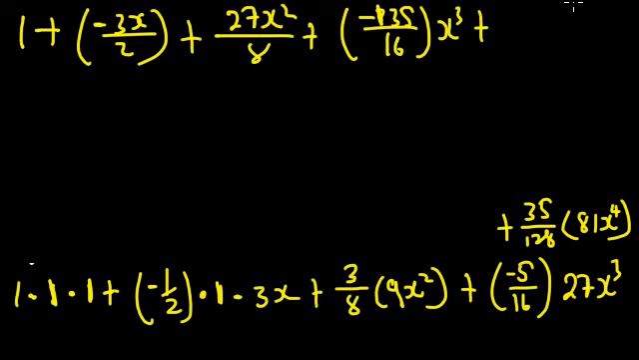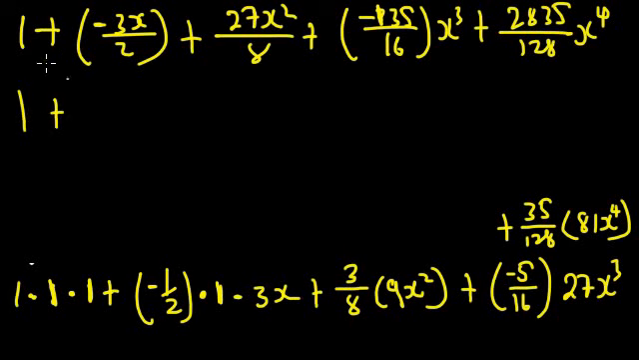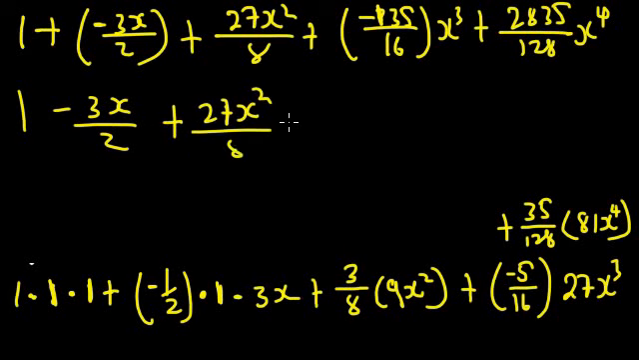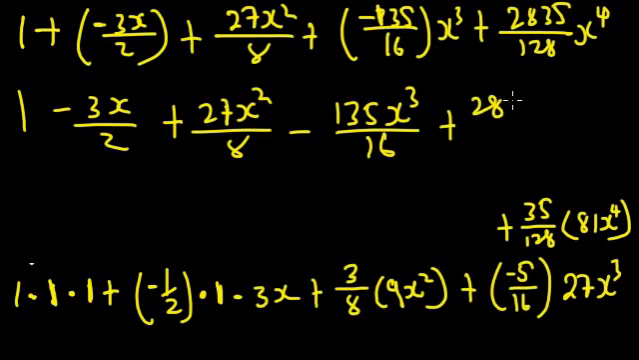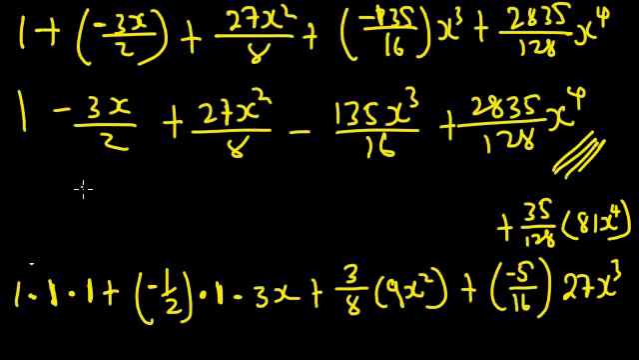Then plus, last term, that's 35 over 8 times 81. 35 times 81 gives us 2,835 divided by 128 x to the power of 4. So finally, we got our final answer as 1 minus 3x over 2 plus 27x squared over 8, then minus 135x cubed divided by 16, then plus 2,835 divided by 128 x to the power of 4. So this is the first 5 terms of the expansion of the binomial 1 plus 3x all to the power of negative 1 over 2.